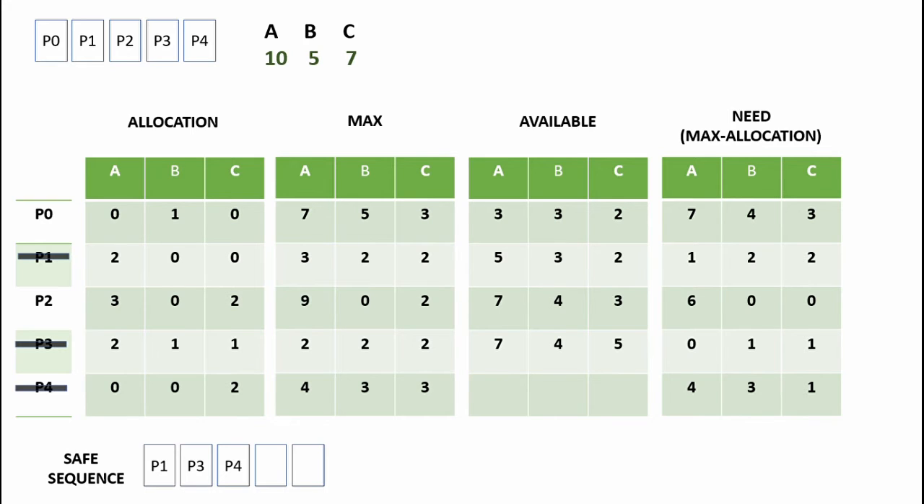Okay, so now we have checked all 5 processes, but we need to go back again to those processes which were not executed earlier and see if they can be executed now.